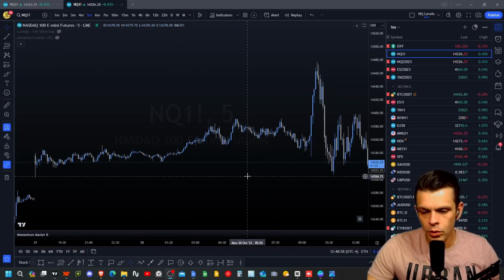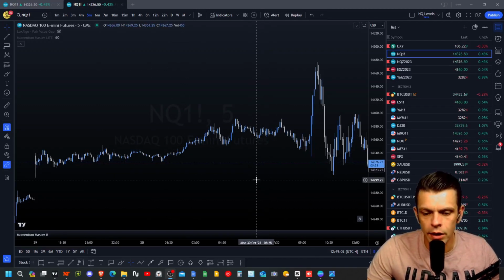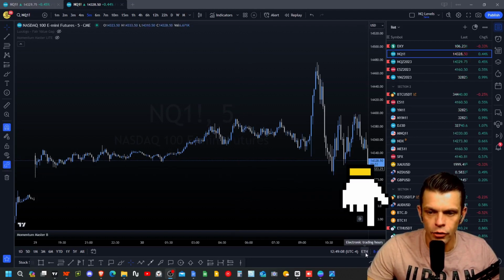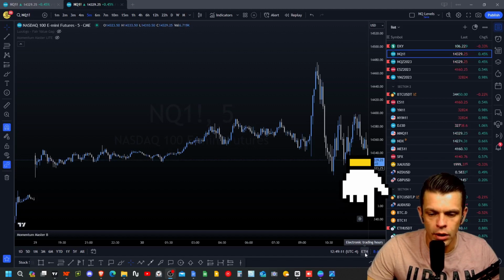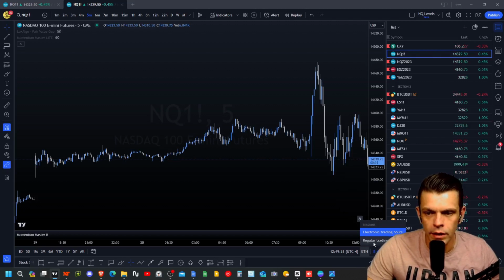Okay, the next part is extremely important. You won't be able to find the opening range gap without doing this part. If you come down here at the bottom where it says ETH, if you hover on it, it will say electronic trading hours. So we want to click on that. Then it will bring up these two options, electronic trading hours or regular trading hours. So we want to select regular trading hours.